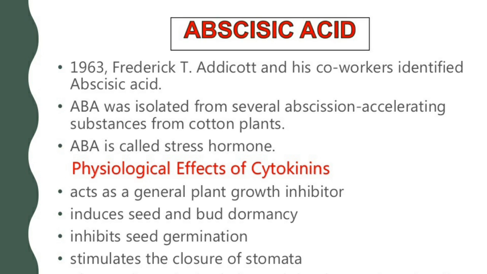Abscisic acid. In 1963, Frederick T. Addicott and his co-workers identified abscisic acid. ABA was isolated from several abscission accelerating substances from cotton plants. ABA is called the stress hormone. Physiological effects of abscisic acid: acts as a general plant growth inhibitor, induces seed and bud dormancy, inhibits seed germination, stimulates the closure of stomata.